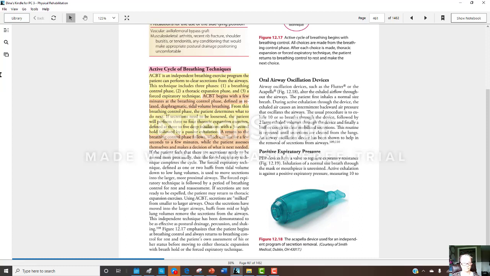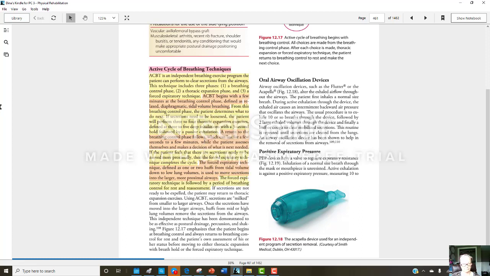If the patient feels that there are secretions ready to be moved more proximally, then the forced expiratory technique completes the cycle. The forced expiratory technique, defined as 1 or 2 huffs from tidal volume down to low lung volumes, is used to move secretions into the larger, more proximal airways. The forced expiratory technique is followed by a period of breathing control for rest and reassessment. If secretions are not ready to be expelled, the patient may return to thoracic expansion exercises.